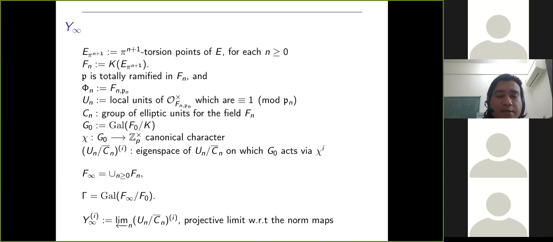And then I'm calling the field extension, which is obtained by attaching all the pi to the power of n torsion points of the elliptic curve, F infinity. And as before, I'm calling gamma the Galois group of F infinity over F0. Then again, as before, I take the projective limit of all these units modulo elliptic units, with the respective action of G0. So this is the setup in which Coates and Wiles worked.